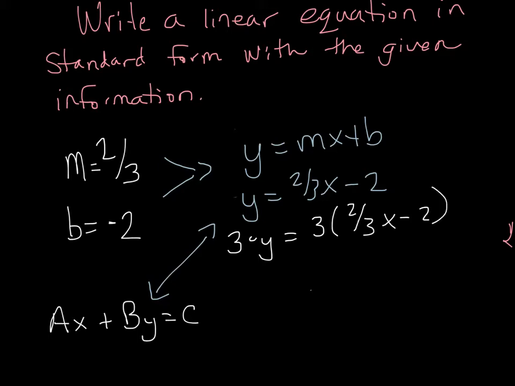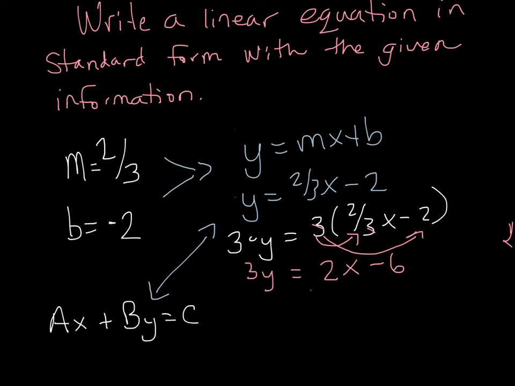The reason I'm doing that is because when I go 3 times 2/3, I get 2. 3 times 2/3 is the same thing as 6/3, which equates to 2. Essentially, the 3's cancel each other out. That's what happens algebraically. So I end up with just 2x minus 6. Don't forget you also have to distribute that 3 to the -2. And on the left-hand side, I just have 3y.